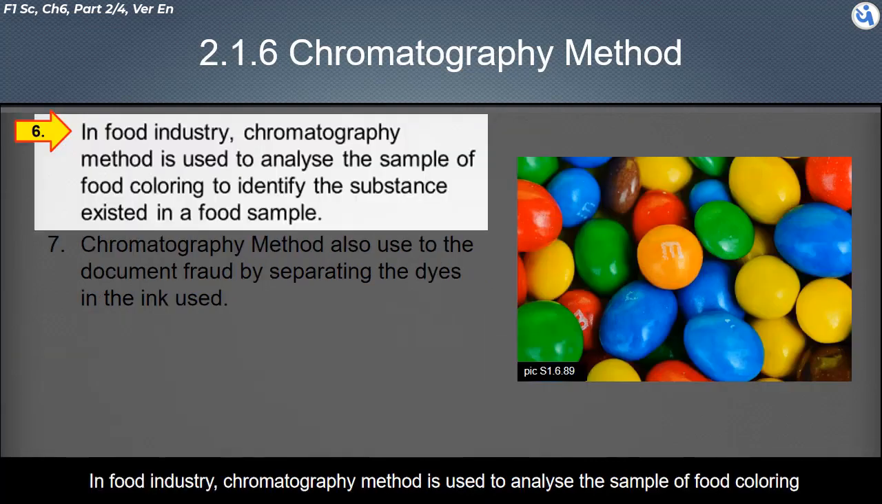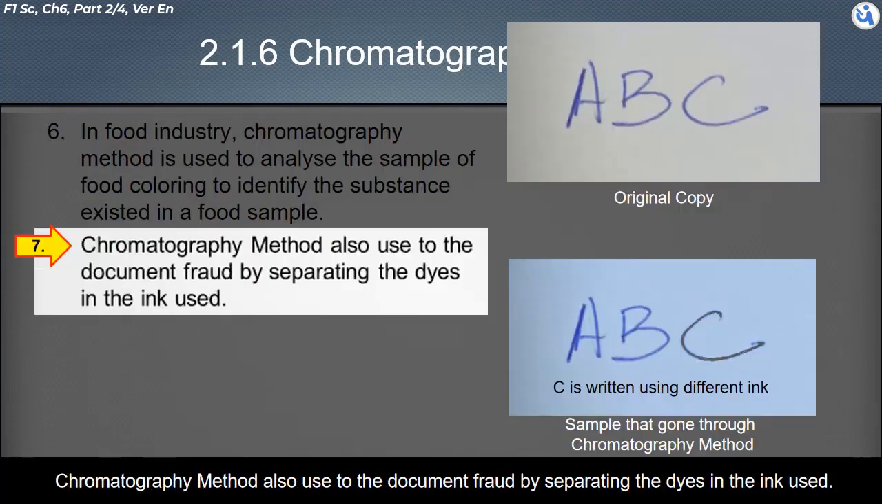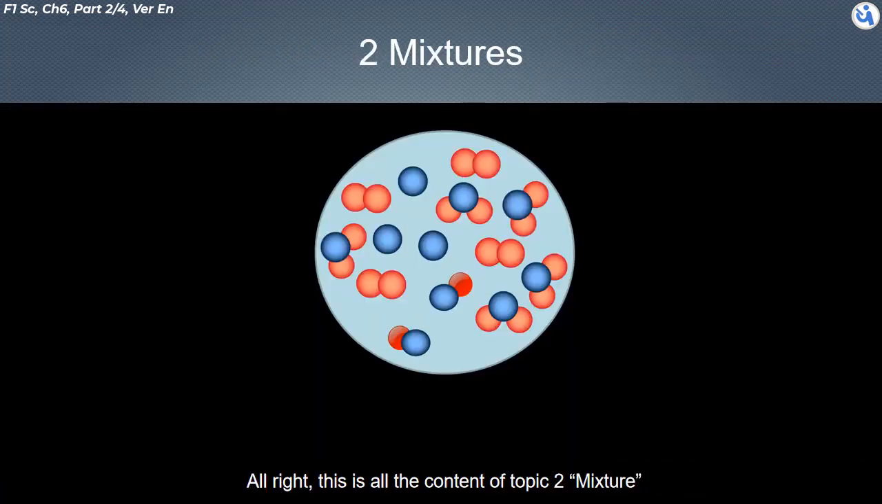In the food industry, the chromatography method is used to analyze samples of food coloring to identify the substances existing in a food sample. The chromatography method is also used to document fraud by separating the dyes in the ink used. Alright, this is all the content of topic 2, mixture.